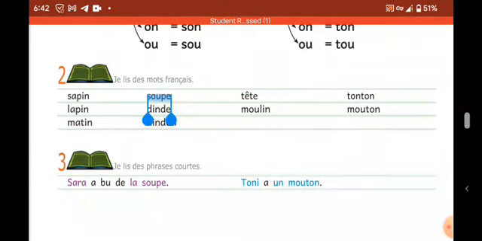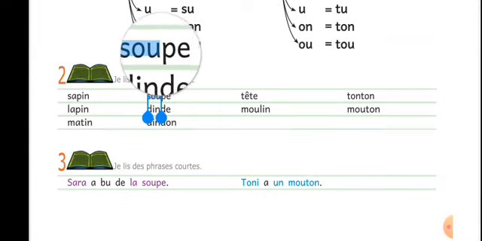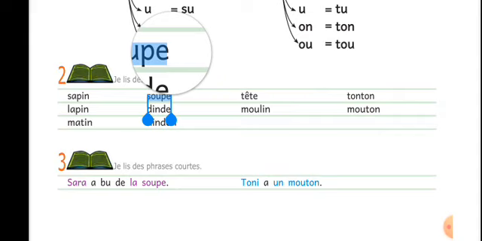Again, remember in syllables, the first syllable is the S plus the U sound, which we saw above there. So SU is pronounced su. Very good. And of course, the second syllable is P, which gives us the word soupe.